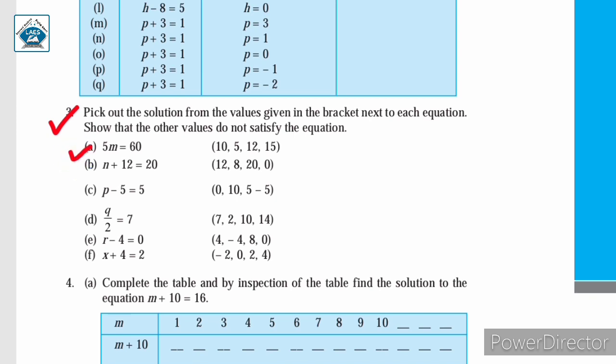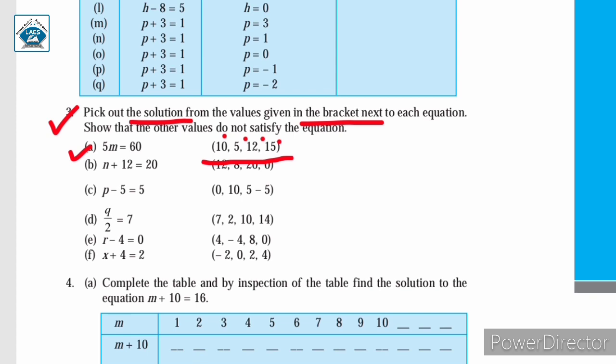A: 5m is equal to 60. Here the values given are 10, 5, 12 and 15. So in this question, what do you have to do? Here you need to pick out the solution from the values that are given in the bracket. So as I told you, here we are given 4 values and we need to find the solution.